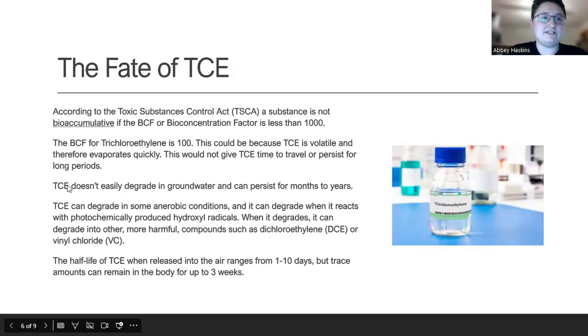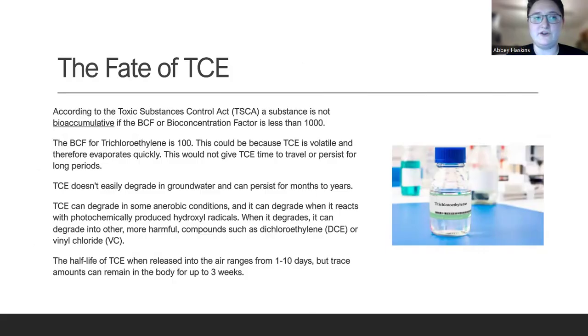And so the fate of TCE is what I chose to talk about in our four options. According to the TSCA, or the Toxic Substances Control Act, a substance is not considered bioaccumulative if the BCF, or bioconcentration factor, is less than 1,000, and TCE's bioconcentration factor is 100. And I speculated that this could be for a couple reasons.